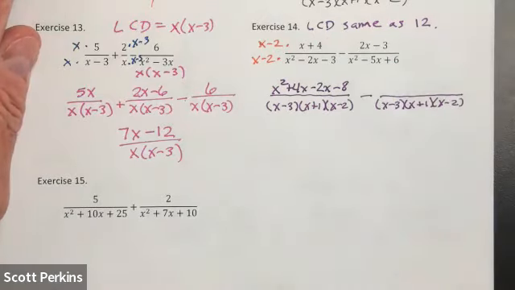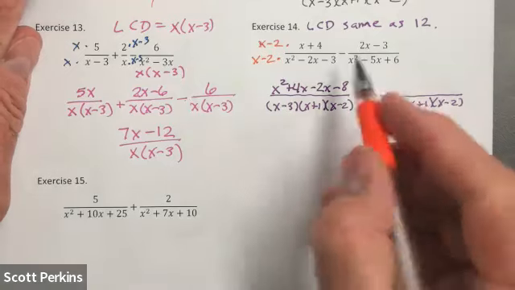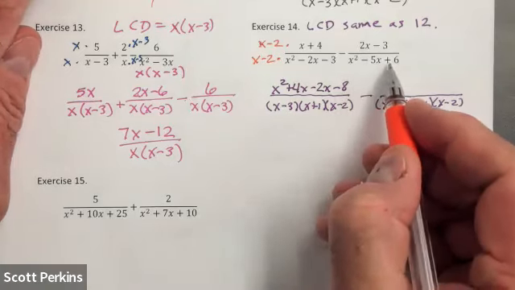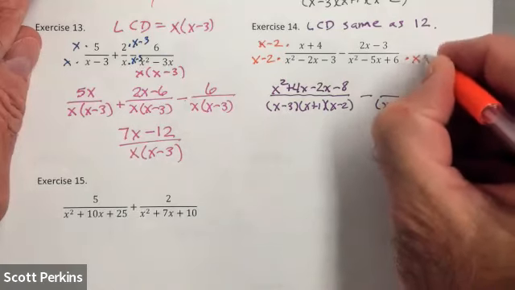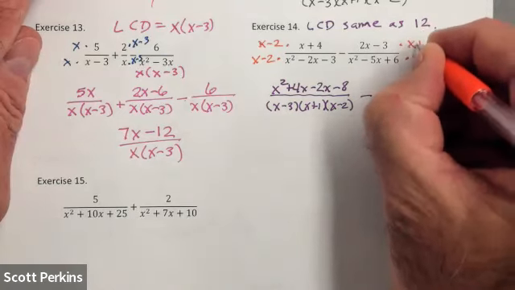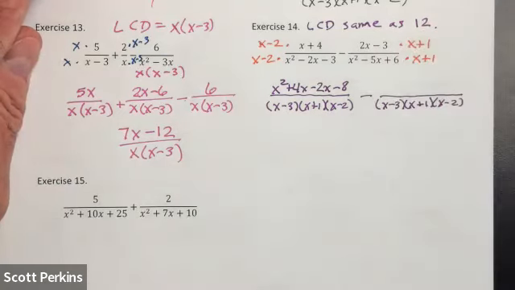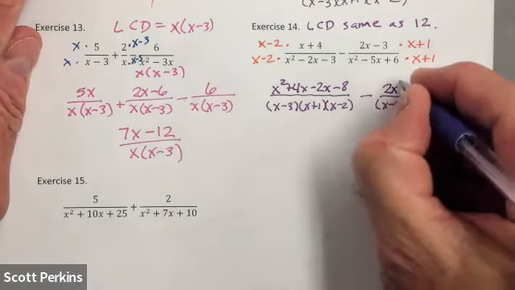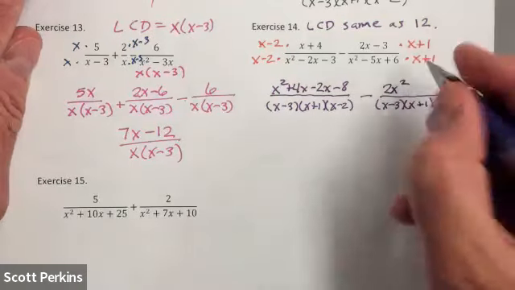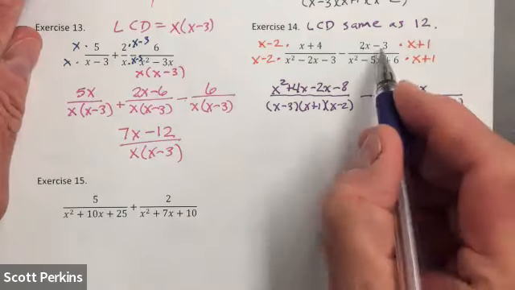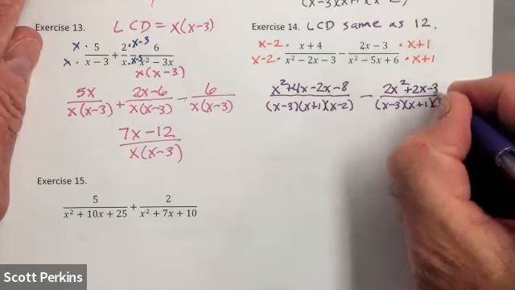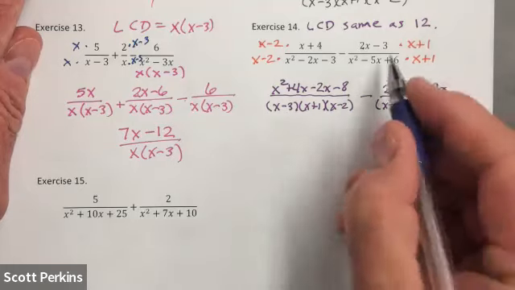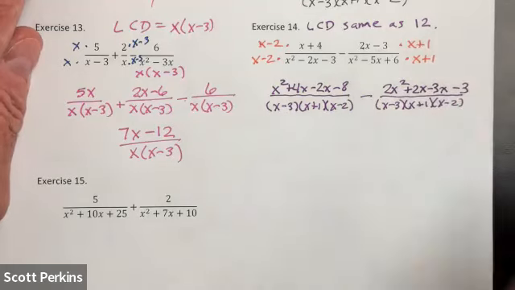Then the second one, comparing with exercise 12, when we had the x squared minus 5x plus 6, we had to multiply that one by x plus 1. And so when I go ahead and do that, I'm FOILing again. My first, 2x times x is 2x squared. My outers, 2x times 1 is 2x. The inners, negative 3 times x is negative 3x. And then my lasts, negative 3 times 1 is negative 3.